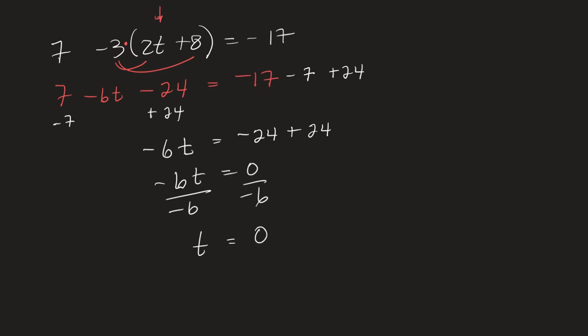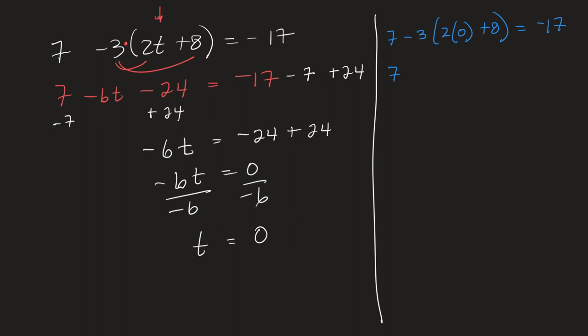Now this one seems a little funny, so I'm going to check it, see if it works. So 7 minus 3 times 2, and the answer we said is 0, plus 8 equals a negative 17. So 7 take away 3, 2 times 0 is 0, 0 plus 8 is 8. Is that negative 17? So 3 times 8 is 24. So 7 take away 24, yeah, that comes out to negative 17. So the answer is 0.